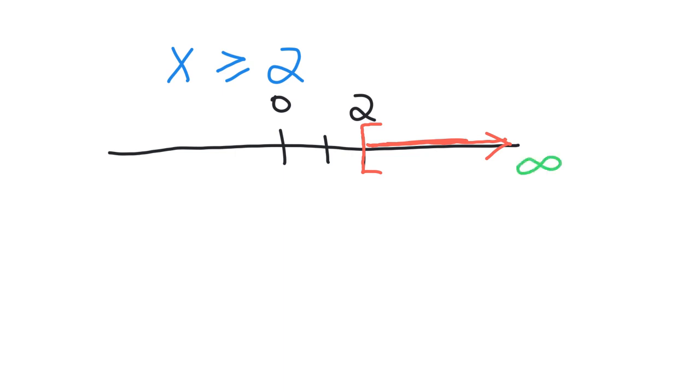So when we go to do our interval notation, we're going to start at 2, including 2. That's our start point. And then we're going to go all the way to infinity. And then remember, infinity always has the parentheses. And so that is actually our answer in interval notation.